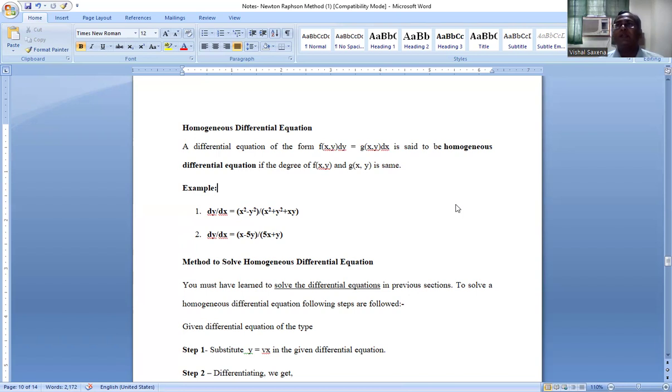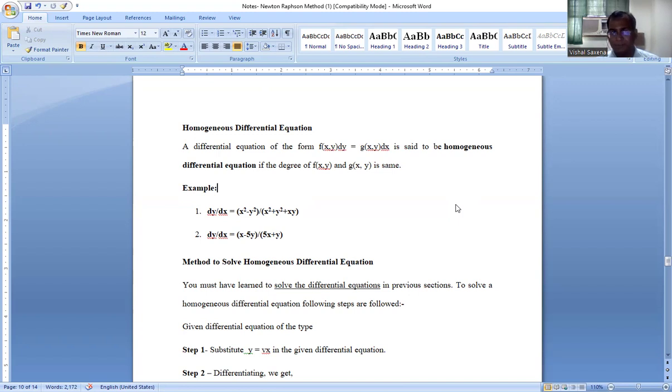Suppose I take x plus y whole square plus x minus y whole square. Again, this is a homogeneous function, because if we open these whole squares, then again every term is of degree 2. That's why it is called a homogeneous function, and this is the kind of function that appears in homogeneous differential equations.